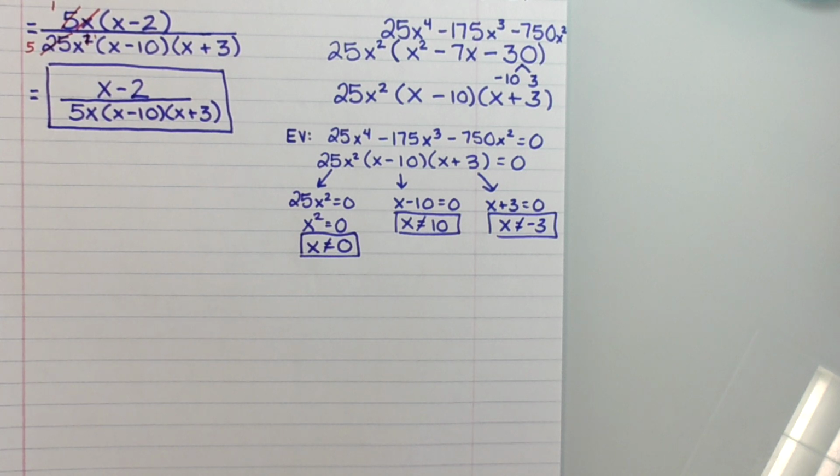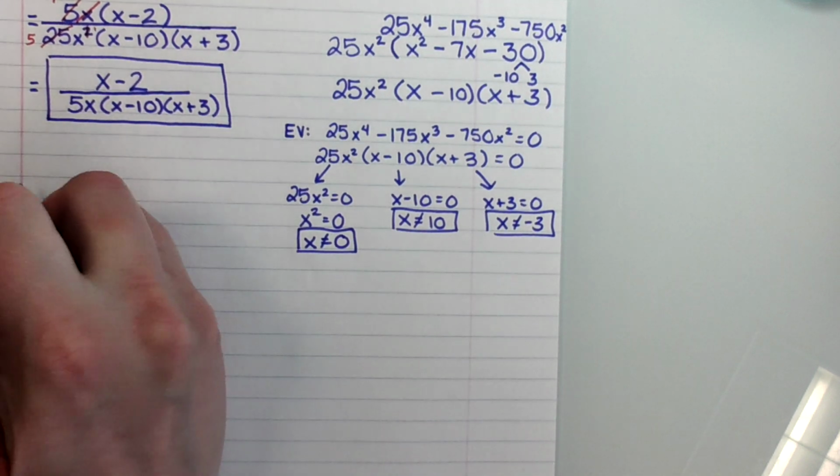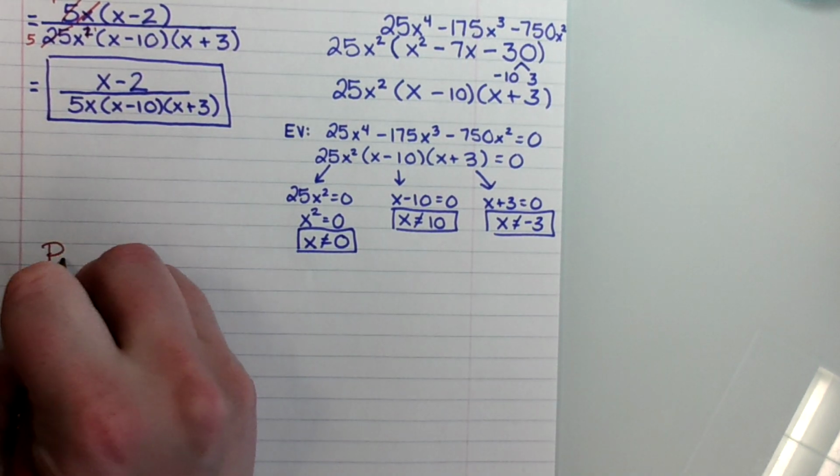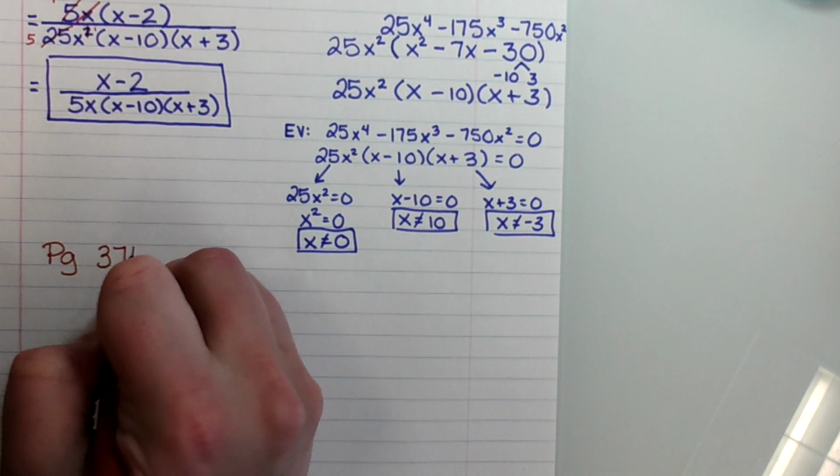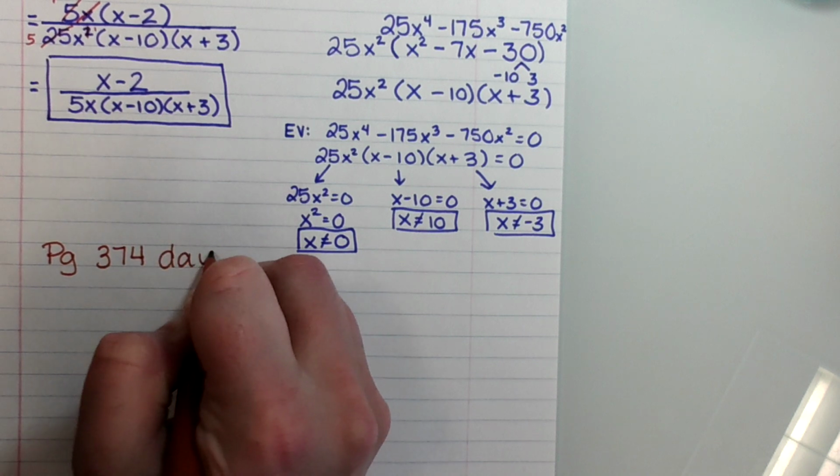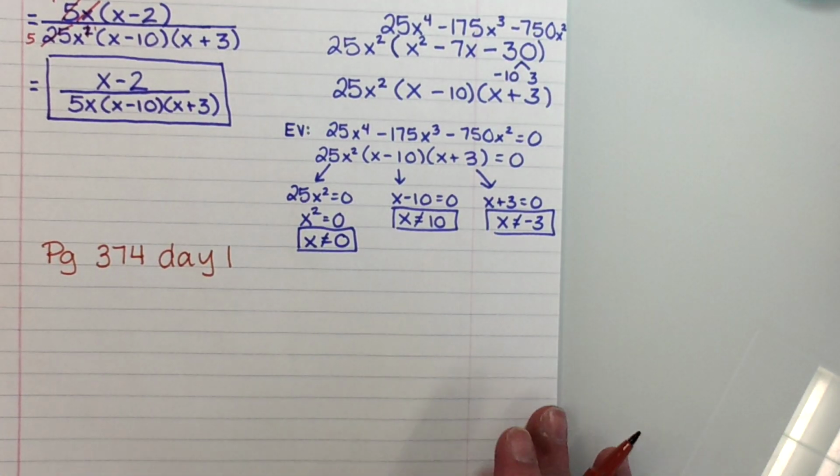So, there's a reason we did rationals right after polynomials, because of that heavy reliance on factoring again. Factoring is going to continue to come up.